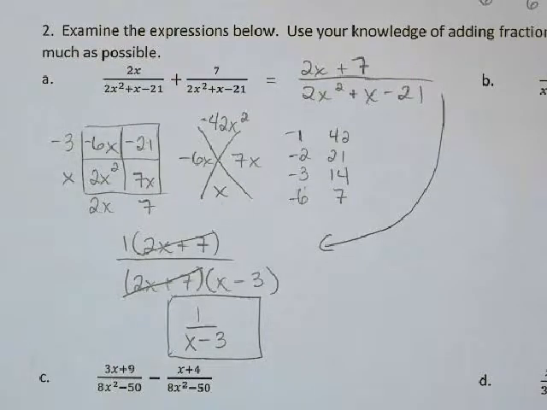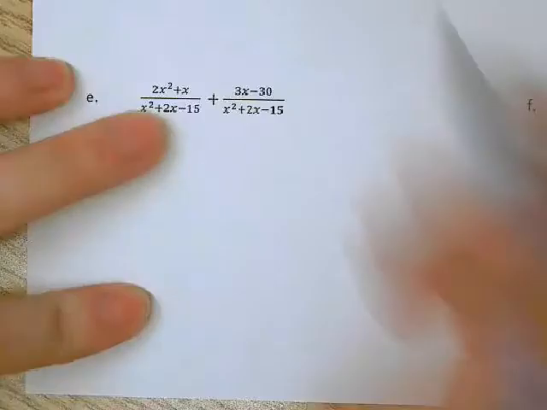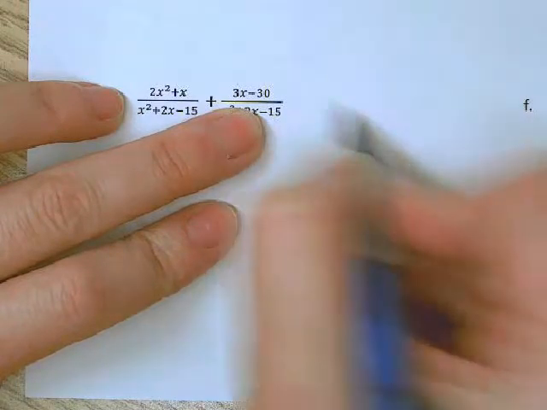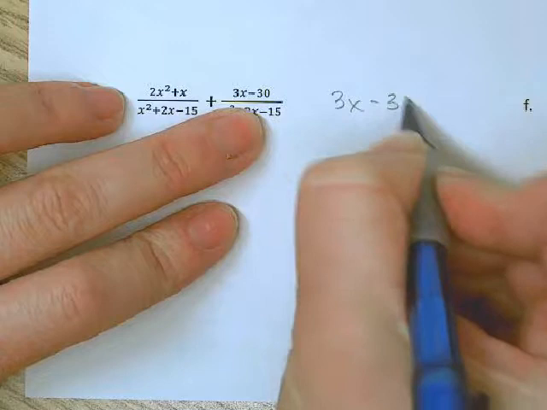A couple things to look out for as you're doing this are factoring out greatest common factors. What I mean by that: if I look down here at part E, at 3x minus 30, I'm just going to separate this. I'm not going to do this whole problem, but some of the things that people often miss are just factoring out a greatest common factor.